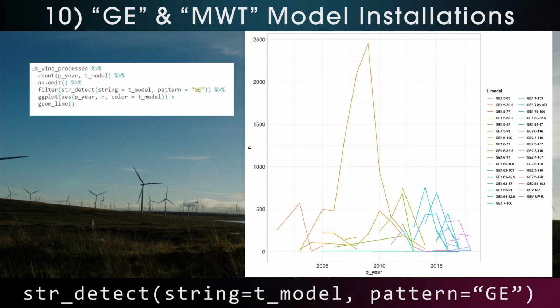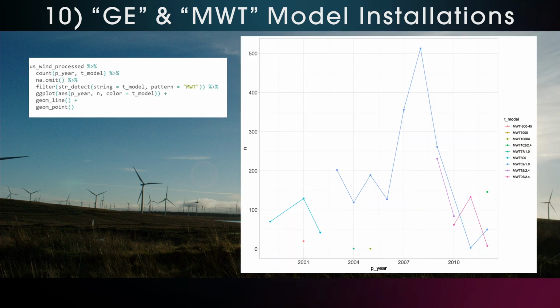The same can be done for MWT, which represents Mitsubishi wind turbines that have fewer models on the market. Here the 4 single dots represent models that were only installed in a single year.